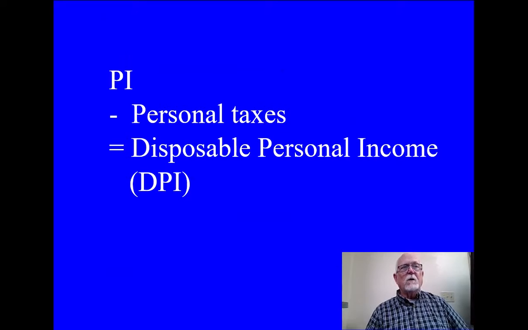But there's some important deductions that we have to make. Personal income minus personal taxes. Yeah, we have to pay those personal taxes. That gives us disposable personal income, or DPI. Sometimes I mix it and call it personal disposable income, but same thing. So disposable personal income, that's what you can spend. There's only two things you can do with your disposable personal income, your DPI. You either spend it or save it.